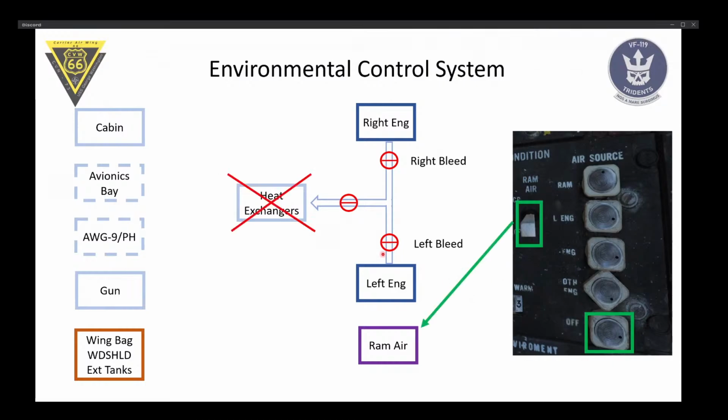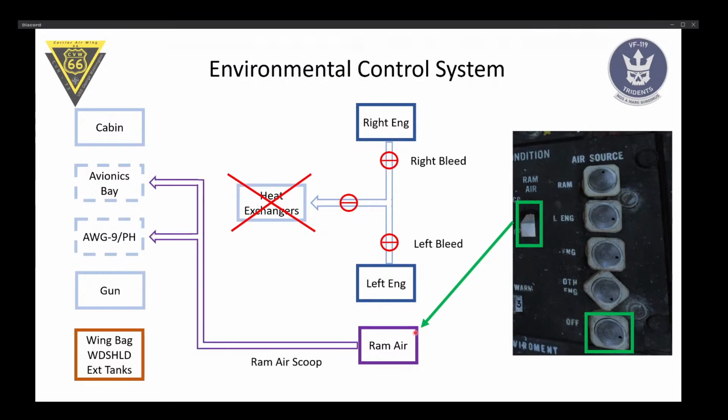But what you do is you put the ram air switch into increase for at least, I think, 70 seconds. This deploys the ram air scoop, and the ram air scoop will provide cool air to the avionics bay and to the OG9. So basically, with this mode, if for whatever reason we have to shut off the primary air source, we can still use the backup air source to keep flying and navigating and maybe even fighting. But we lose our cabin pressurization, we lose the gun, and we lose wing-back seal and external tank pressure.